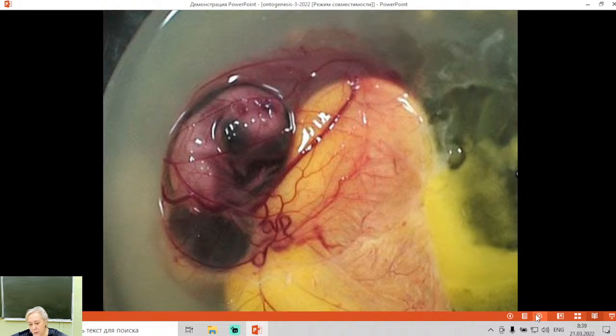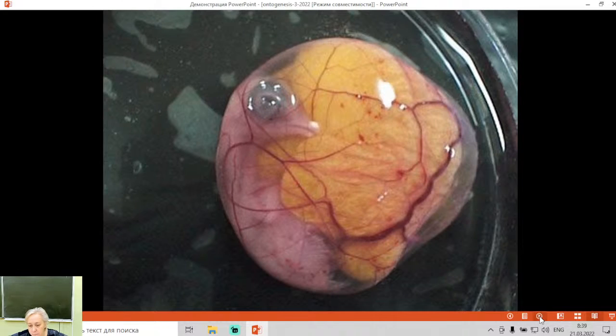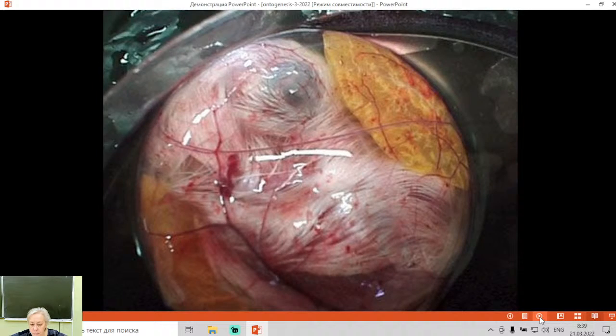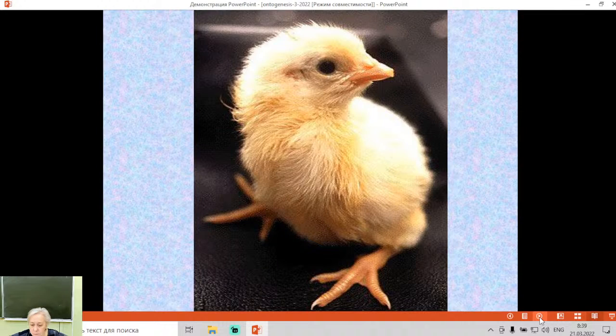A lot of blood vessels. The embryo becomes bigger, the yolk becomes smaller and smaller. The chicken was born.